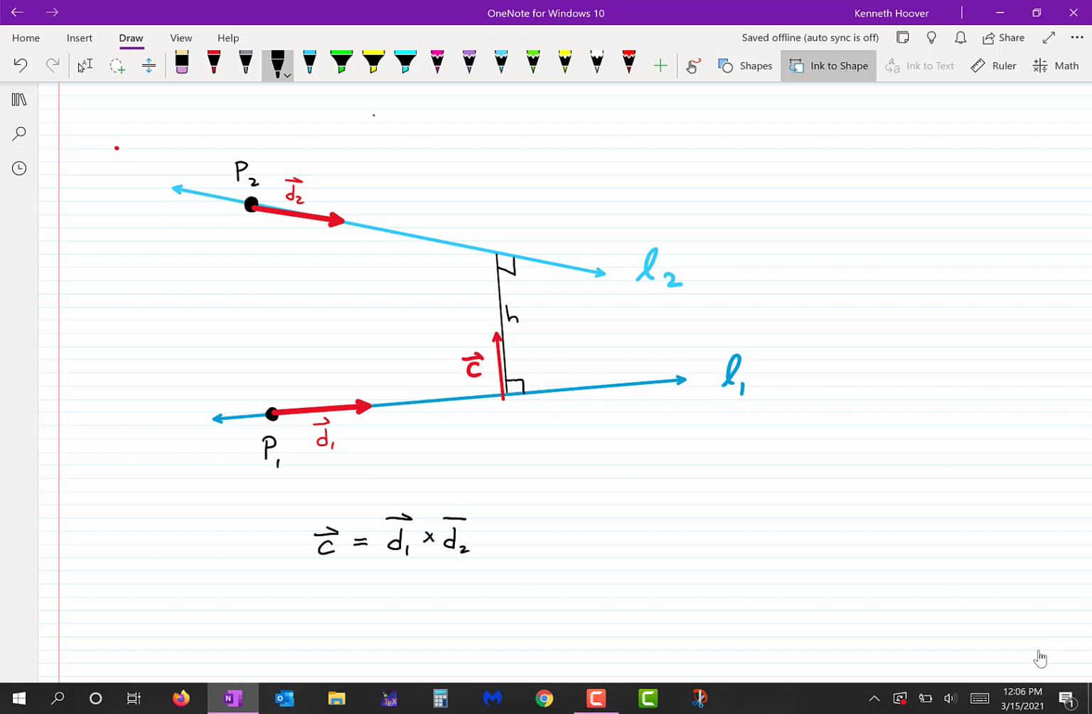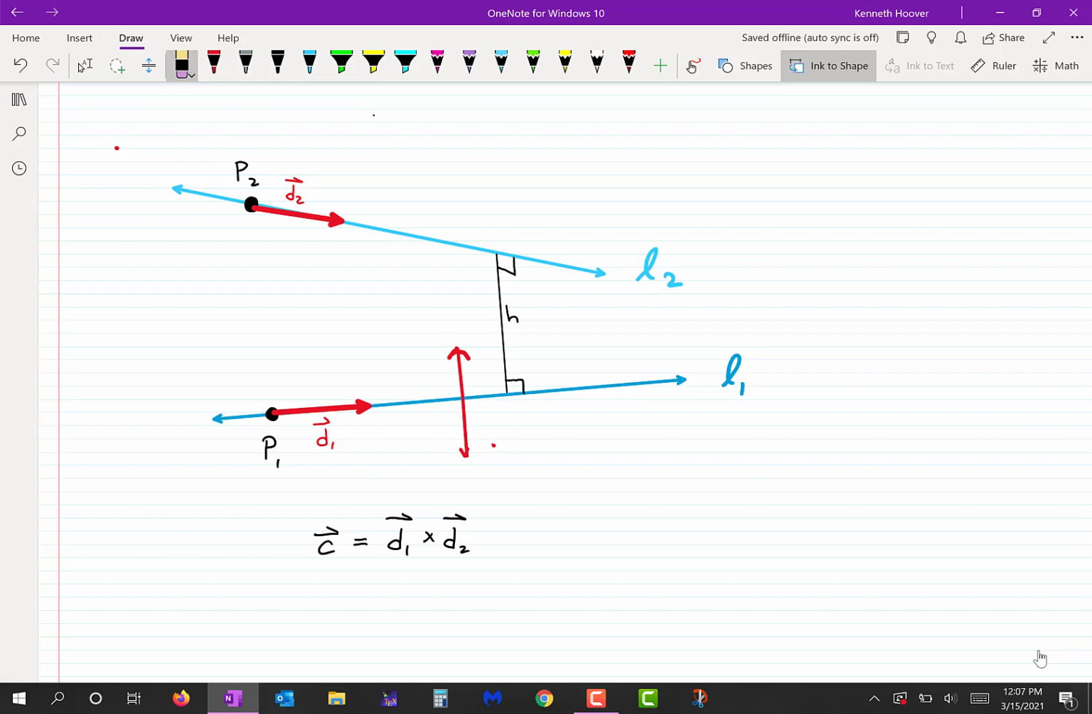See, I didn't have C before. We were in that situation right there. I calculate D1 cross D2, and that gives me a vector, and I call that vector C. Now I know that C will be perpendicular to both D1 and D2. So C will either go this direction or this direction. It doesn't matter which one.